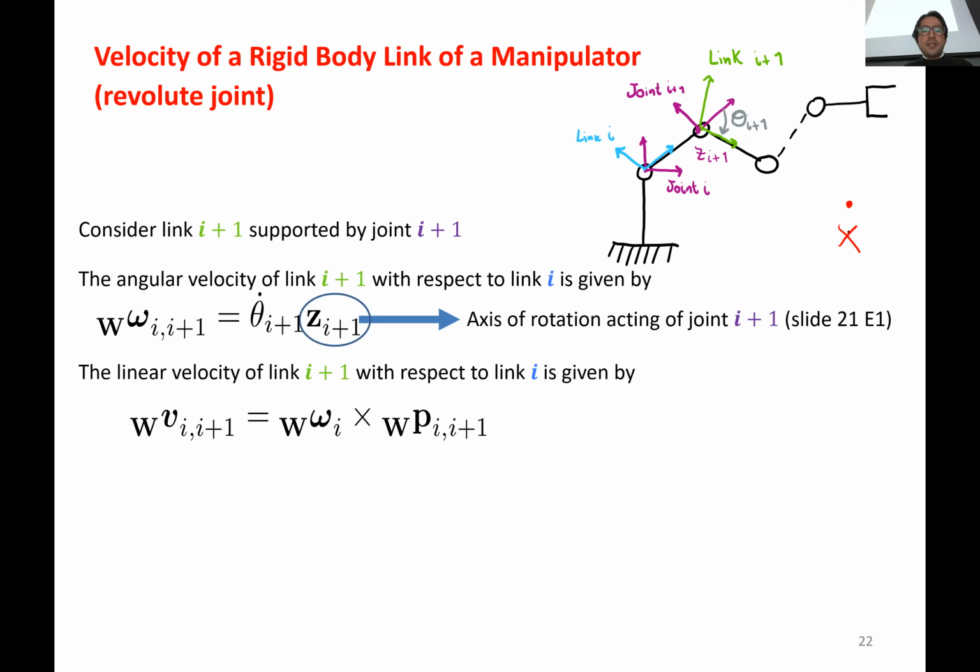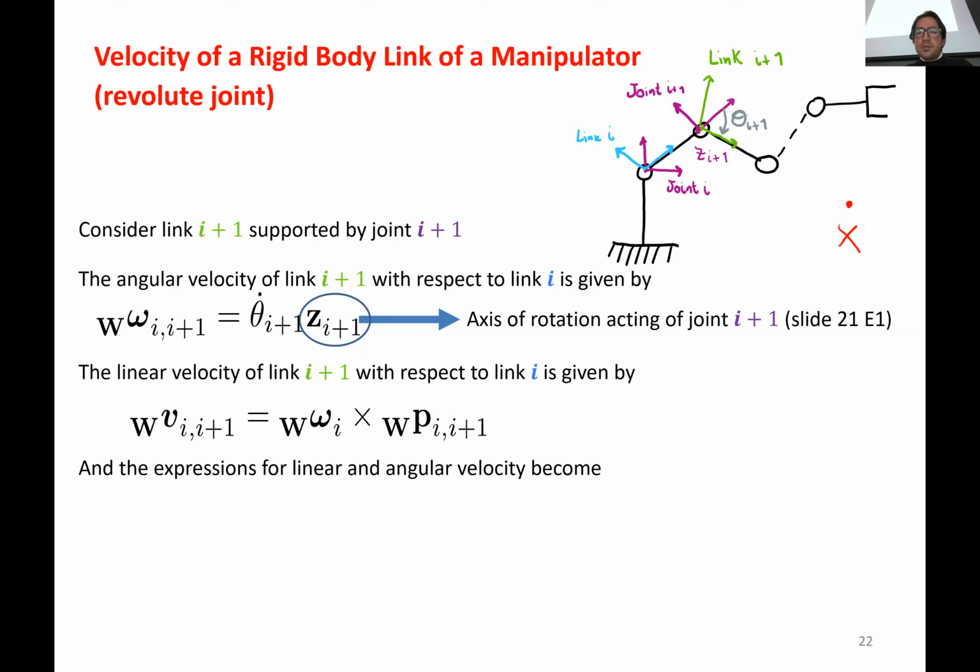And then the linear velocity of link I plus 1 with respect to link I is given by this expression, which is basically the expression that I showed you about the linear velocity of a point along an axis. So it's basically omega cross r that I showed you in the first 2 slides. And in this case, r is the position vector from I to I plus 1. And remember that we have to express everything with respect to the world. So this is the angular velocity of joint I cross the position vector from joint I to joint I plus 1.